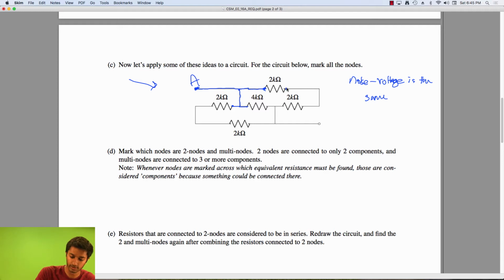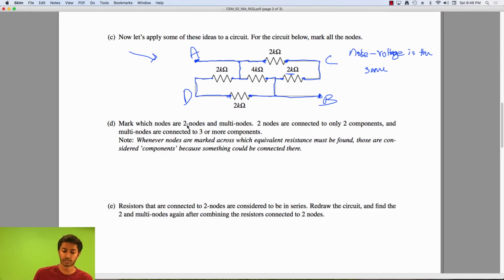Now we start on the other side of this 2K resistor, and we just keep following our wire until we hit another component. And then here we hit this 2K resistor, and that's the end of our node. So we can call this node C. And then here we start at this point and follow the same trick, and we hit a resistor there, then we move up, hit a resistor there, hit a resistor there. That's the end of our node, and we can call that node B. And then lastly, we follow this wire, and we hit our component there, so we're done, and we label it node D. And that's the end of part C.